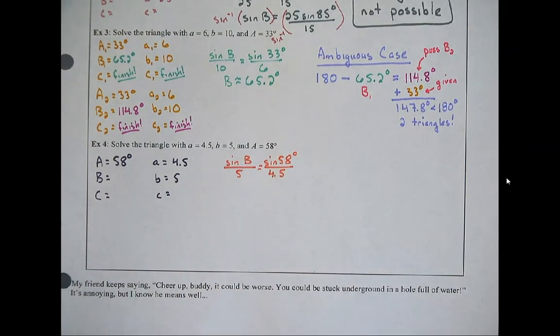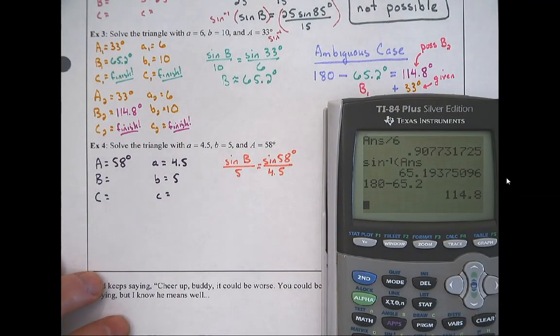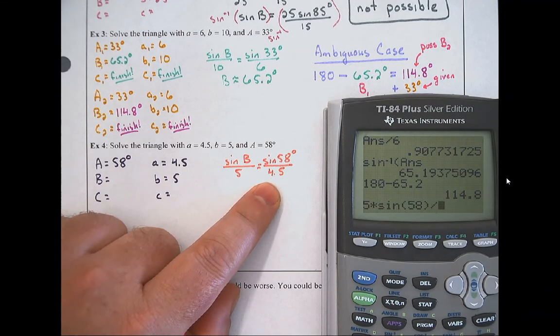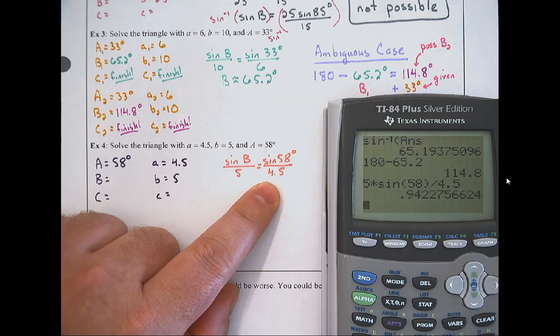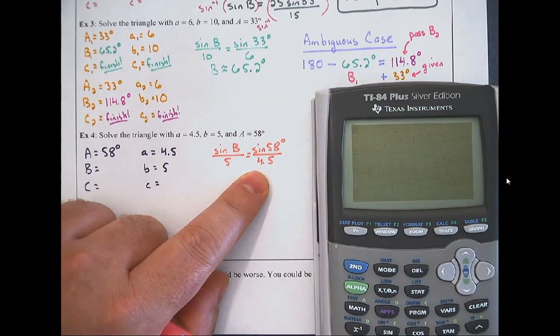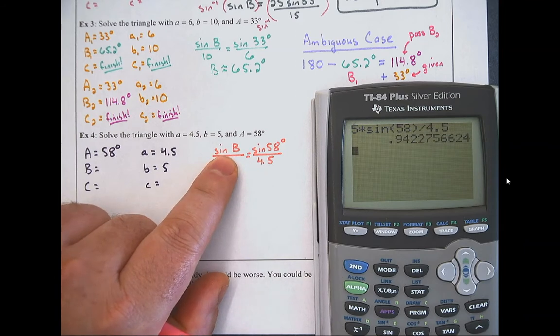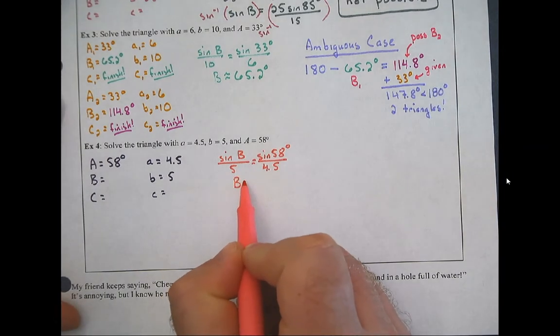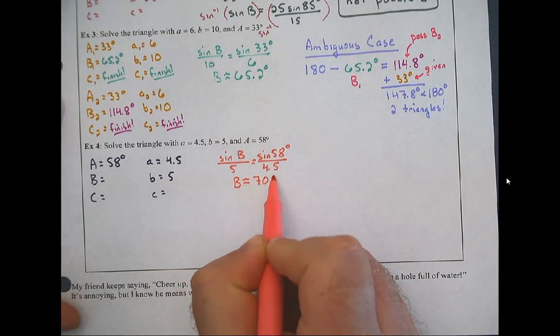I'm going to solve this using my calc. So I'm going to take 5 times the sine of 58, divide that by 4.5. Now I'll clear out and do that again just so you can see it better. 5 times sine of 58 divided by 4.5. Now I want to kill off the sine, so I do a sine inverse. I don't want to round yet, so I'm going to use the answer button, and I get 70.4. So big B is approximately 70.4 degrees.